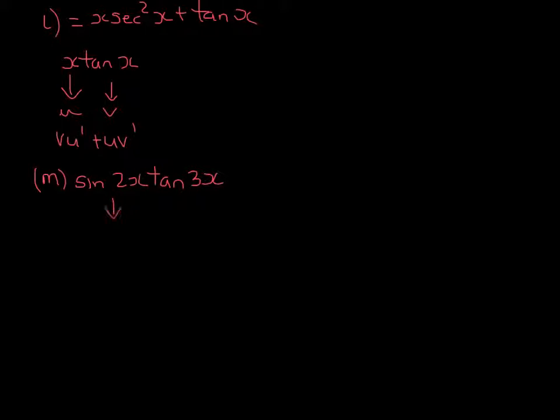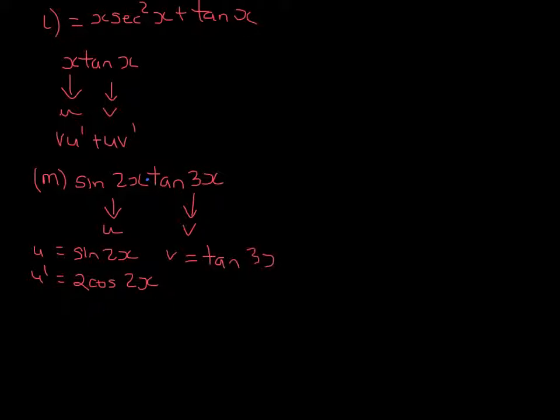Okay, let's do this with u's and v's. So that's u and that's v. There's a similar one because in the middle here there's a times. See that blue dot? That's times. So let's write out as we used to. u equals sine 2x. u dash equals 2 cos 2x. And v equals tan 3x. And v dash equals 3 sec squared 3x.